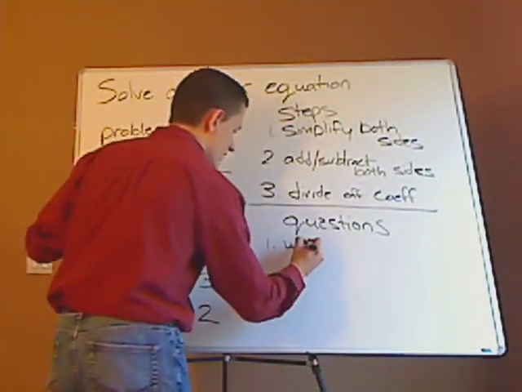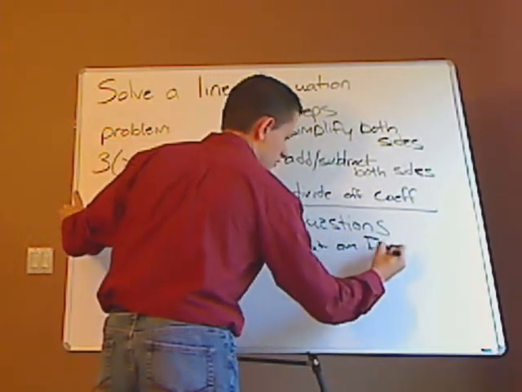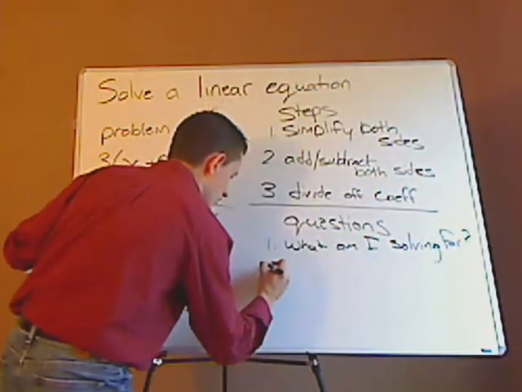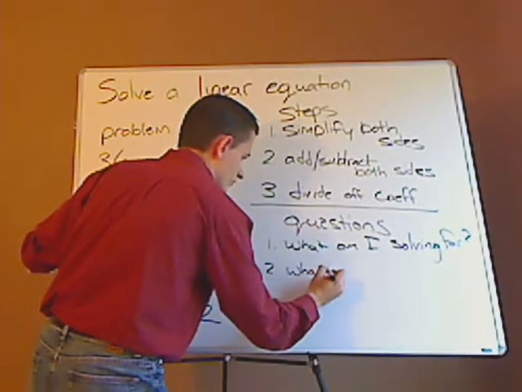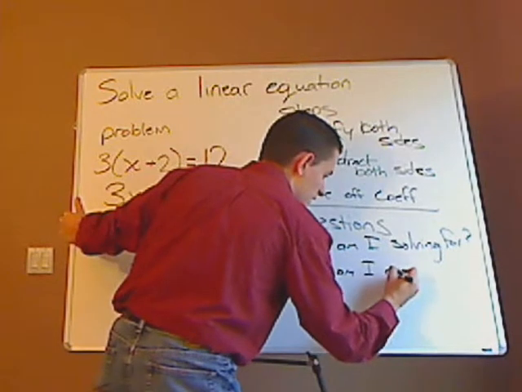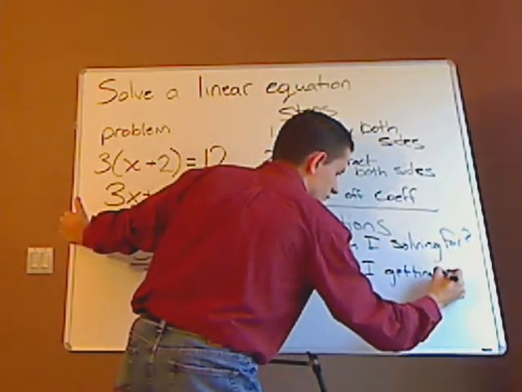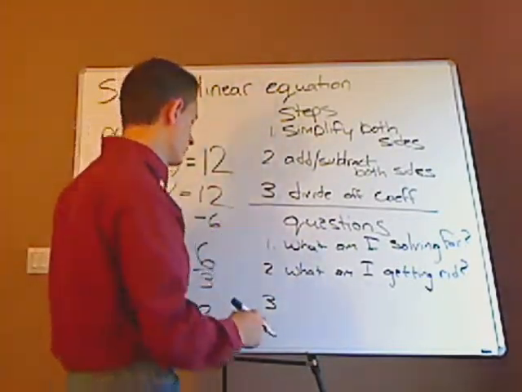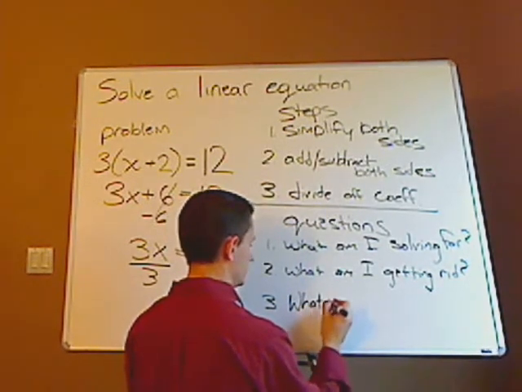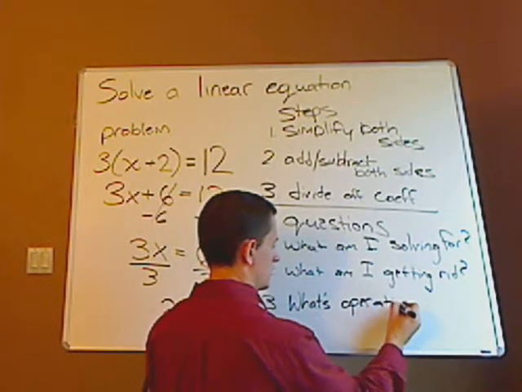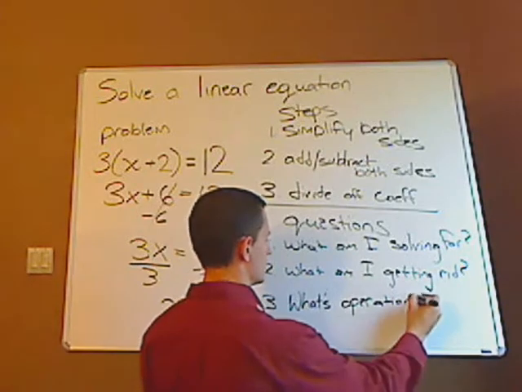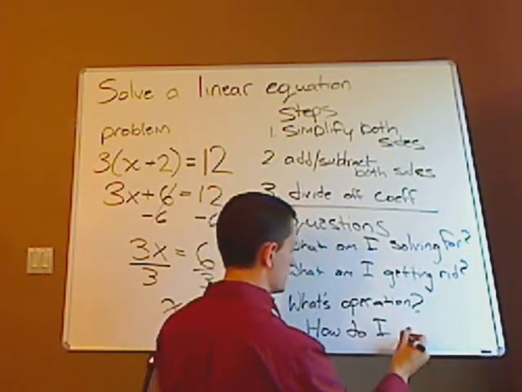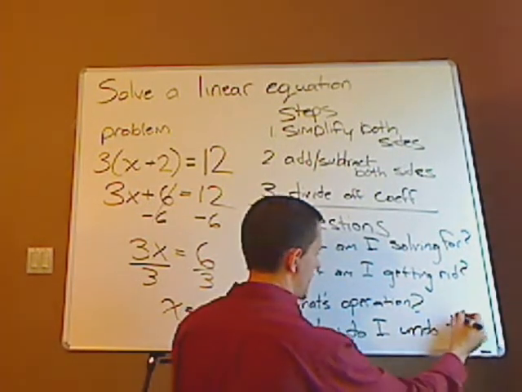First question would be, what am I solving for? What am I getting rid of? And then, this is kind of a twofold question. What's the operation, like addition, subtraction, multiplication, division, all those? So what's the operation and how do I undo that?